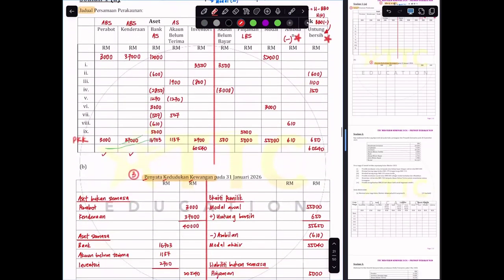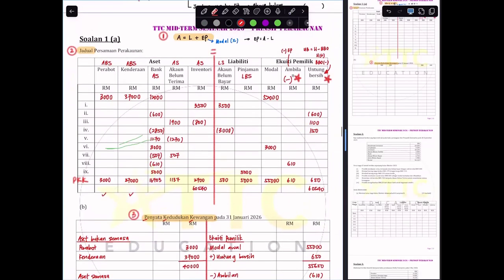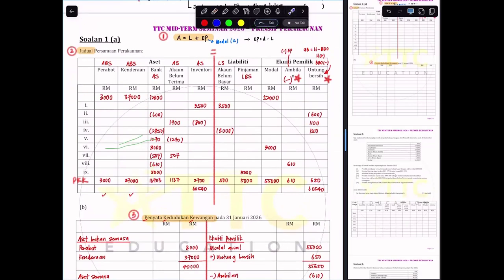Okay, ignore my answer here first. I explain the logic first. As you see here, I got 3 numbering here. Number 1, number 2, number 3. Persamaan account, we're actually having 3 parts for this question.